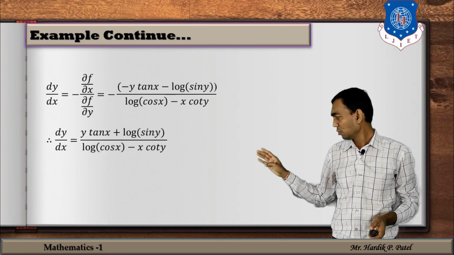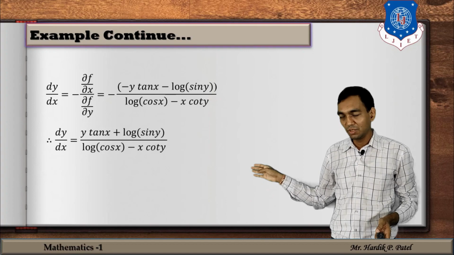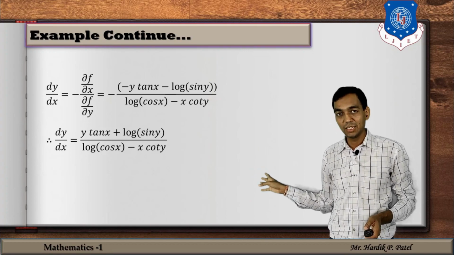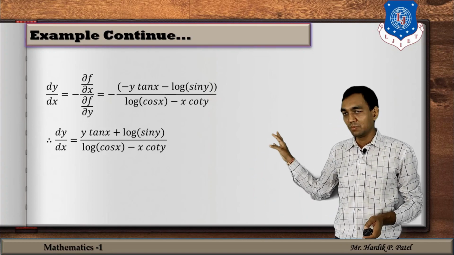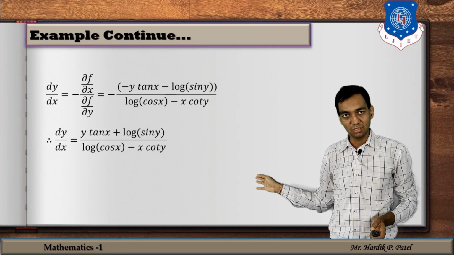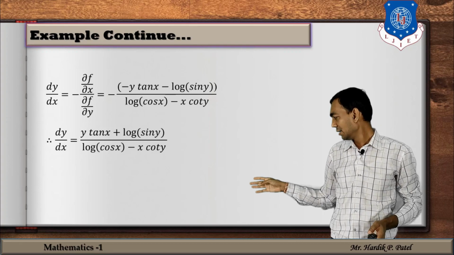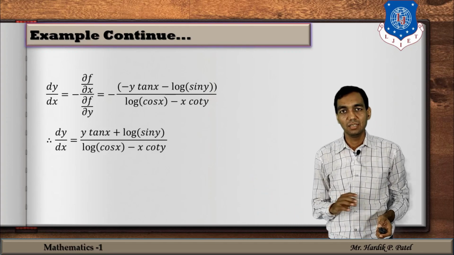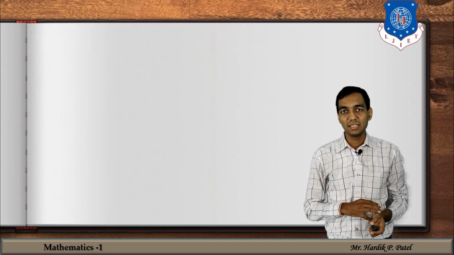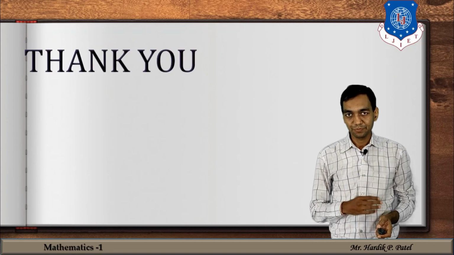And if you put both values in dy by dx, then that will be minus del f by del x divided by del f by del y. And simplifying, that will give you the term (y tan x plus log sin y) divided by (log cos x minus x cot y). So these are the topics we have covered today.